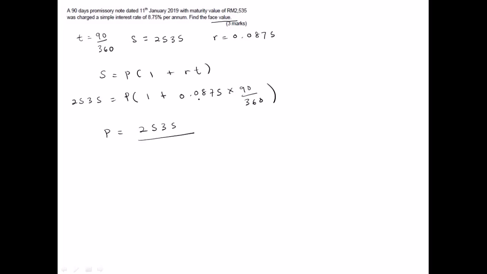Okay, let's calculate. Inside bracket 1 plus 0.0875 multiplied by 90 over 360, we get 1.021875. Then divide, and the final answer is RM 2480.733945. Okay, 733 we took, 0.73 as the final answer.